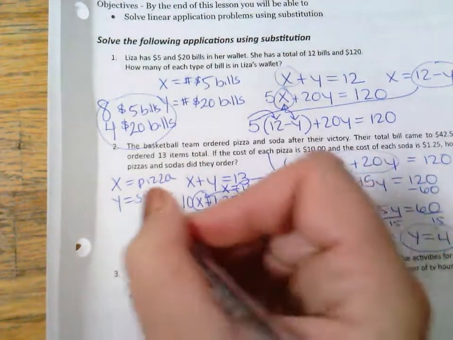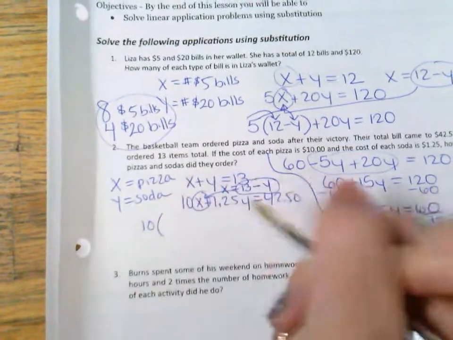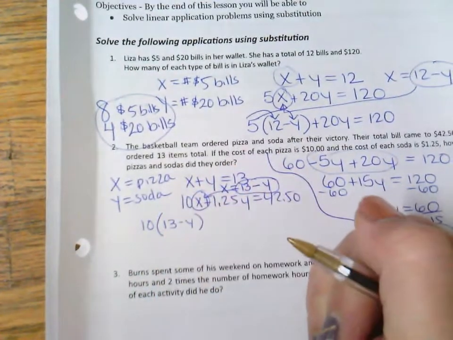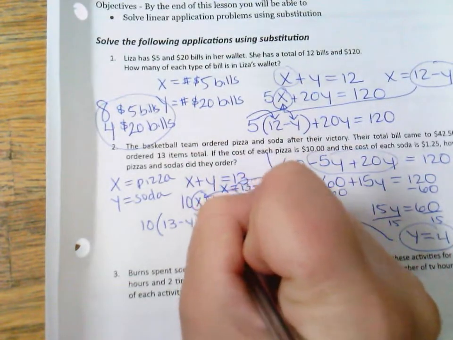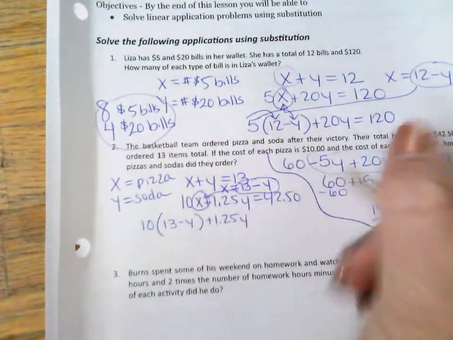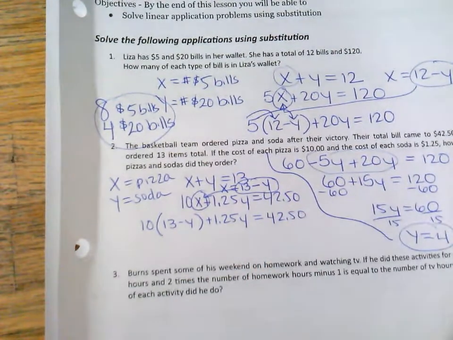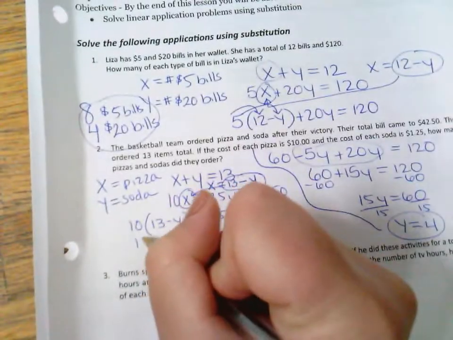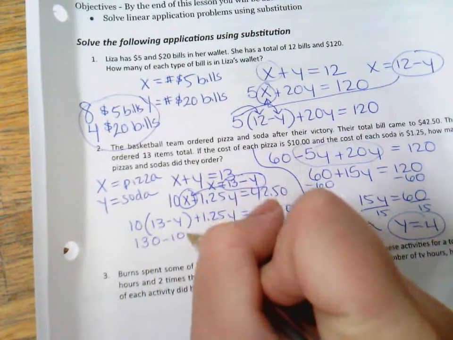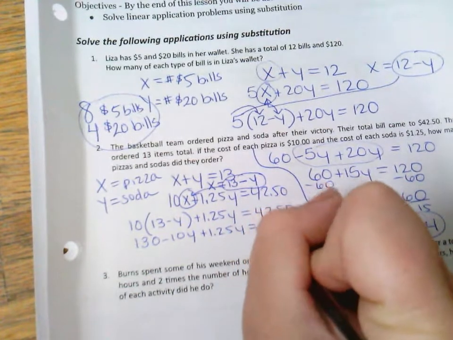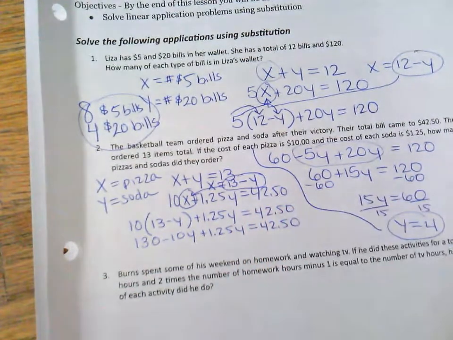So my new equation is 10 times parentheses 13 minus y plus $1.25y equals 42.50. Distribute and you get 130 minus 10y plus $1.25y equals 42.50.